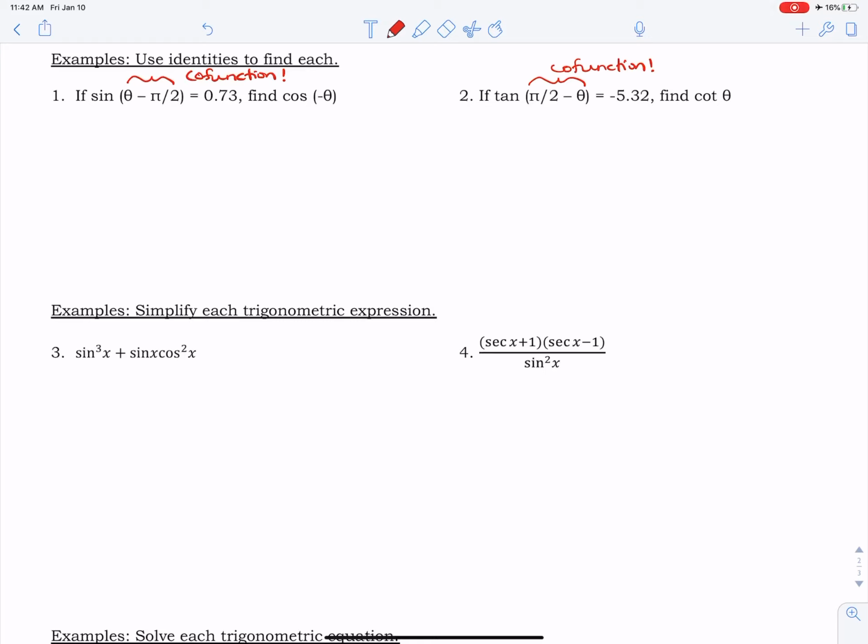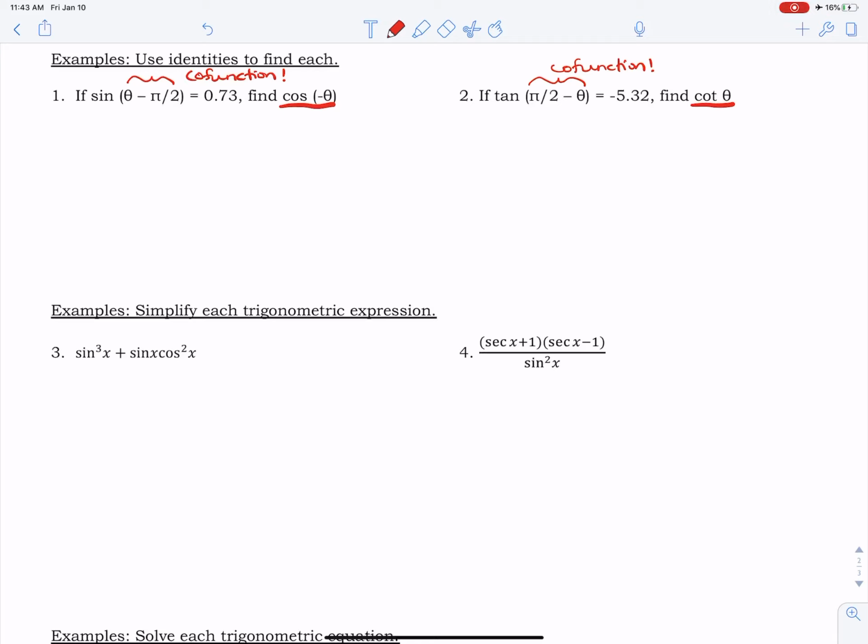So I have my first sheet right here beside me. You can't see it, but I see it. And I'm going to use that to see how I can rewrite these expressions so that I can get essentially the answer to the expression that they're asking me for: cosine of negative theta for the first one, and cotangent theta for the second one.